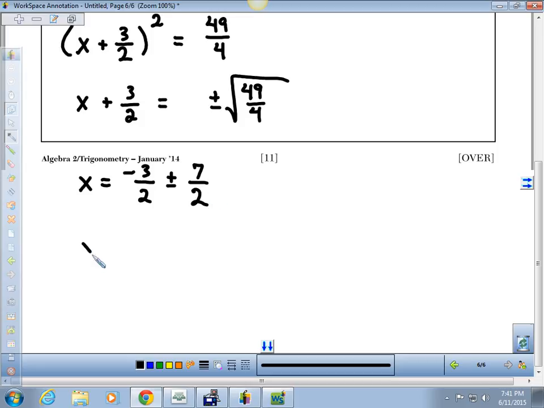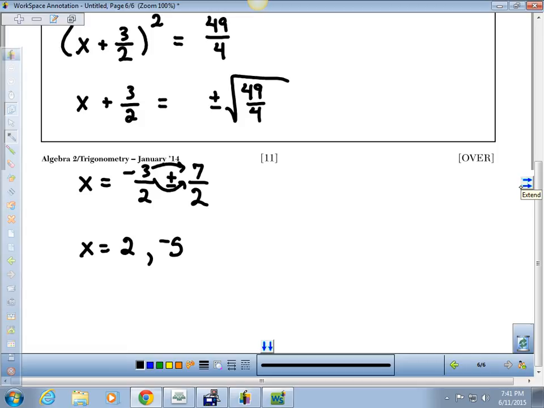All right, well, we can finish this up. What's negative 3 plus 7? 4. 4 divided by 2 is 2. What's negative 3 minus 7? Negative 10 divided by 2? Negative 5. Have we done what we were asked to do? They wanted us just to solve for the what? The x-coordinates. Have we done that? Yes. Just for a good review, though, how do I finish this off?